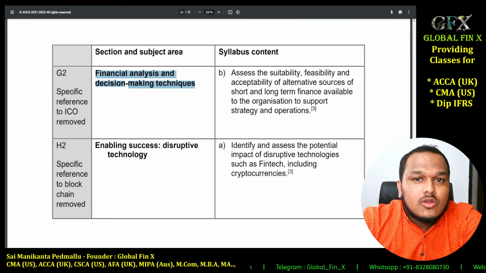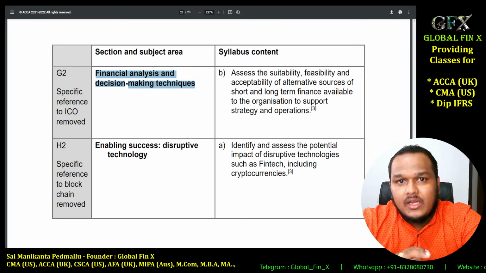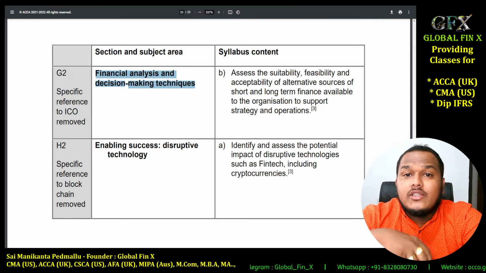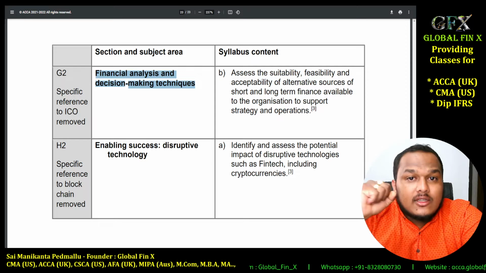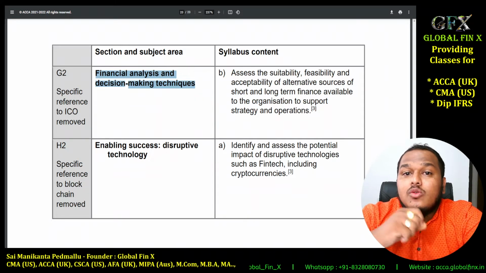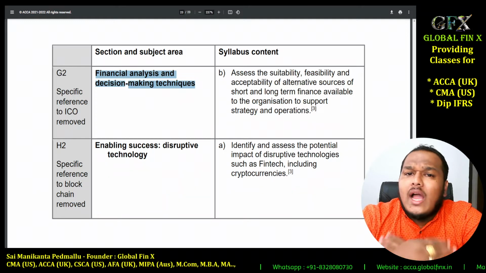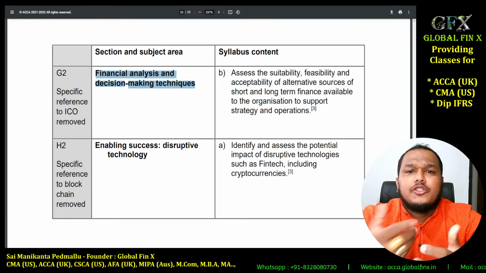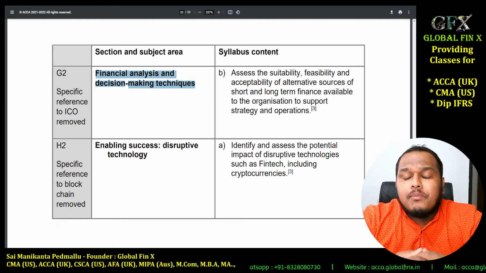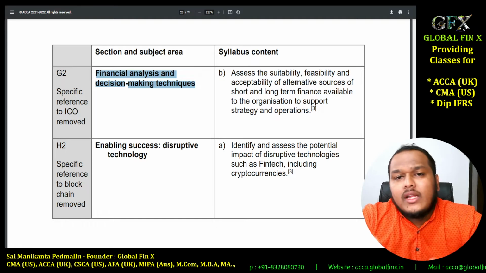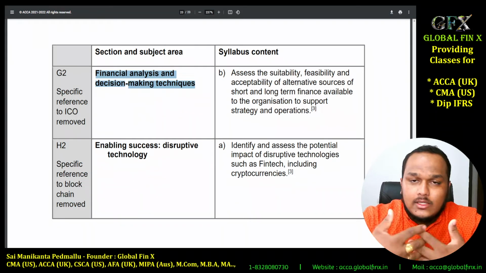called sources of short and long term finances that are available for any organization, in which regarding the latest technology that is happening, there is a reference to ICO, initial coin offering. It's just similar to IPO, initial public offer, where shares are issued to the public. Here, in place of shares, coins, basically your cryptocurrencies, are issued to the public as a whole.